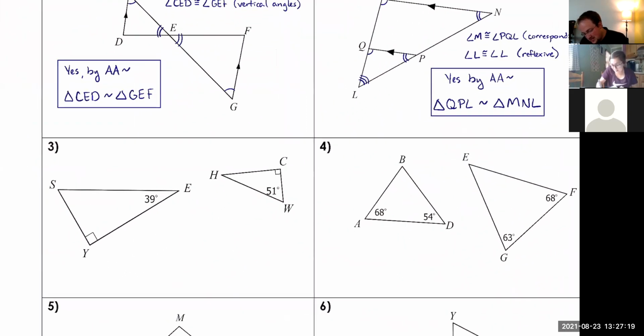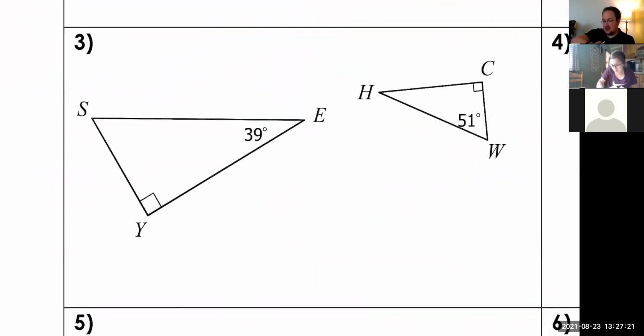All right, number 3. How are we doing on time? I'm going to do this one a little bit faster. If you were to figure out the total equaling 180 and find those missing angles, you would find out that angle S in the larger triangle is in fact 51 degrees, since these are both right triangles, which means conversely then that angle H is 39 degrees.